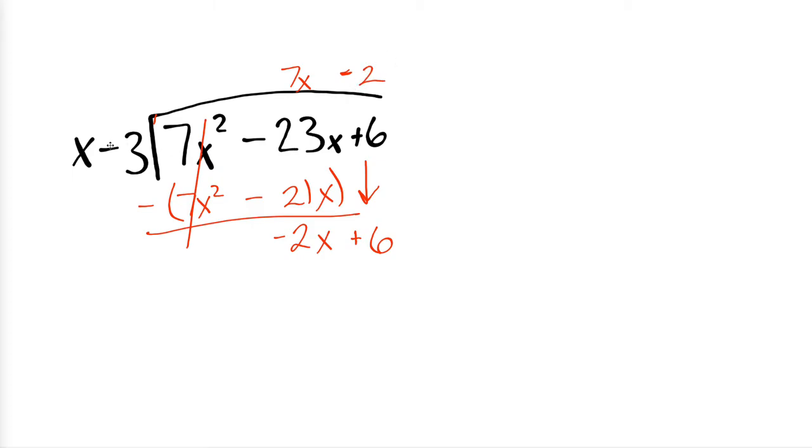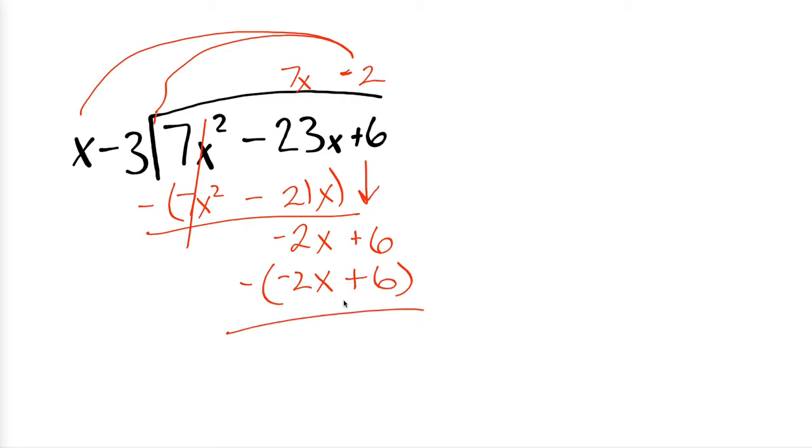And I'm doing that so that this turns into negative 2x. So negative 2 times x, negative 2 times negative 3, which is actually exactly that again. Okay, well 6 minus 6, nothing. Negative 2 minus negative 2, nothing. So a remainder of 0.